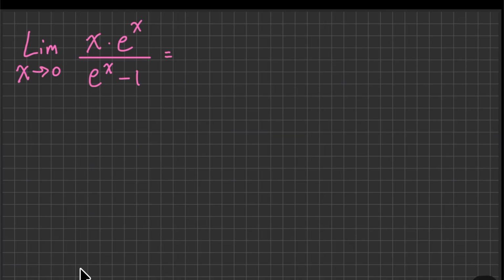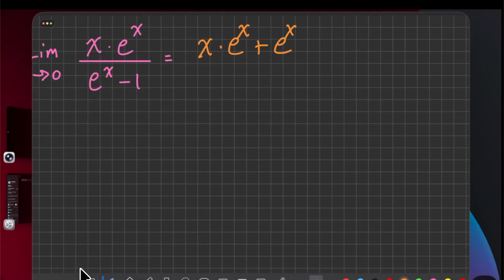We have the limit as x approaches 0 of x times e to the x divided by e to the x minus 1. If we attempt to plug in 0, we have 0 times e to the 0, or 1, which is 0 on top. And on the bottom, we're going to have 1 minus 1, so this looks to be L'Hopital's friendly. On the top, we're going to take the derivative using the product rule. Left times the derivative of the right plus right times the derivative of the left.